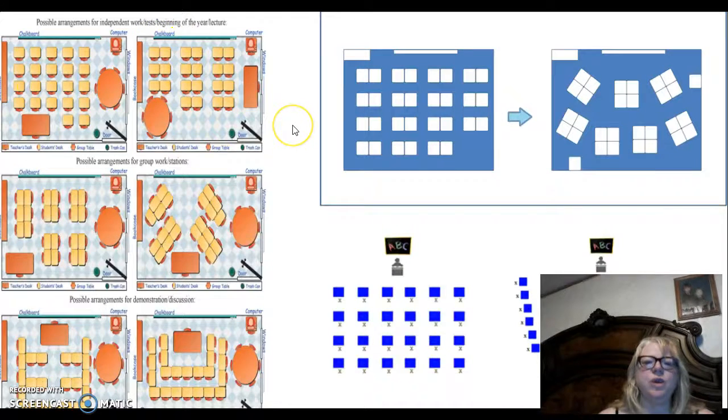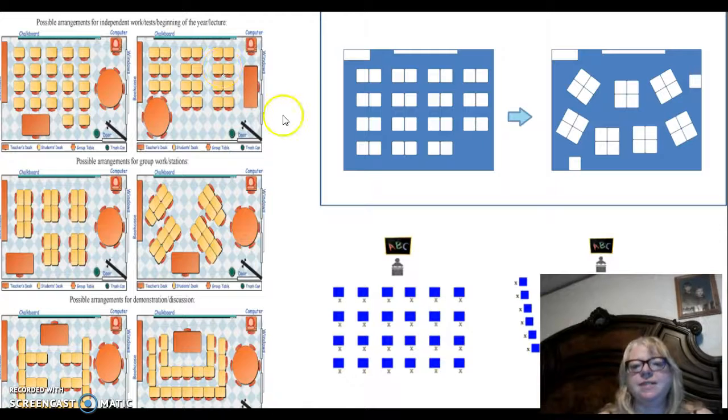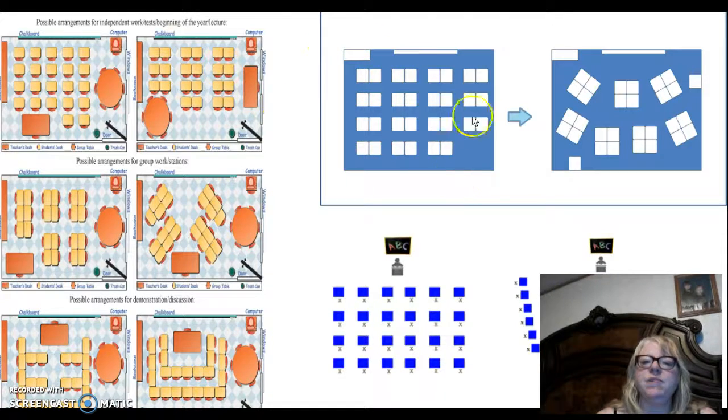Okay, this is showing you how many different ways we could put our desks in our classroom, and this is only some of them. Right here, you could use 2x2. This is good if you wanted to do group work or teamwork. This right here is 4x4. This is really good if you wanted to do math boxes, different kinds of things.